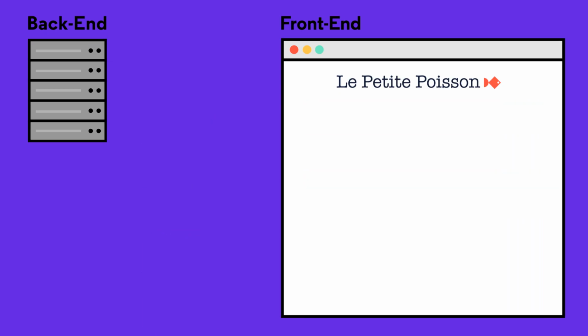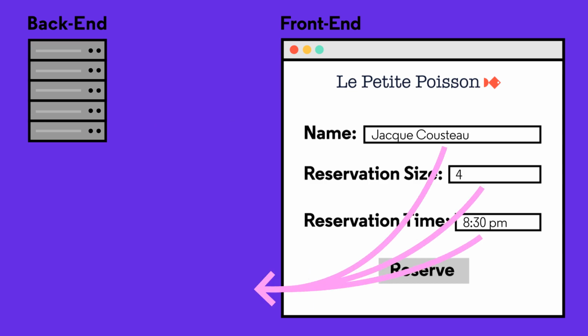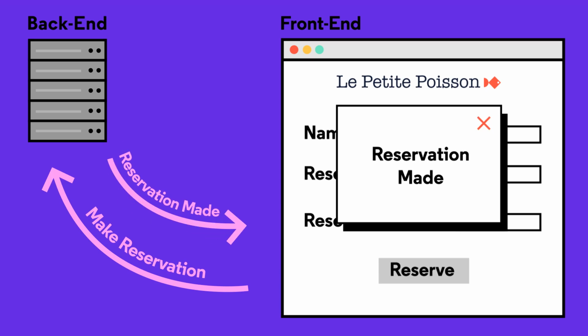Let's say we want to add the ability to make reservations to our restaurant site. We might add a form to the site with fields for name, reservation size, and reservation time. Now, whenever you need to handle user interactions or make requests to a backend, you must always use JavaScript. So, we would need to write a few lines of JavaScript that will take the info from the form, send it to our backend to add the reservation to the database, and then update the front end to let the user know the reservation has been made.